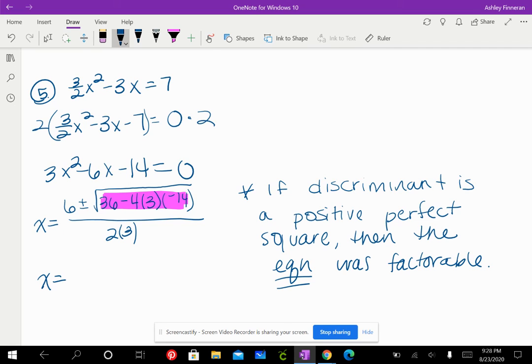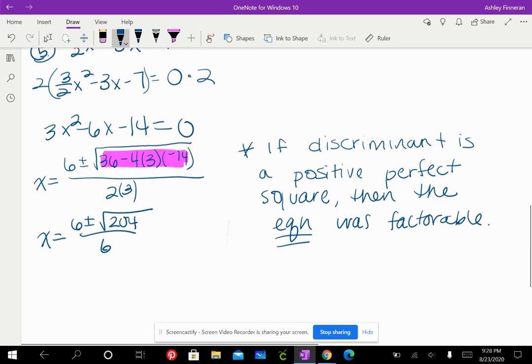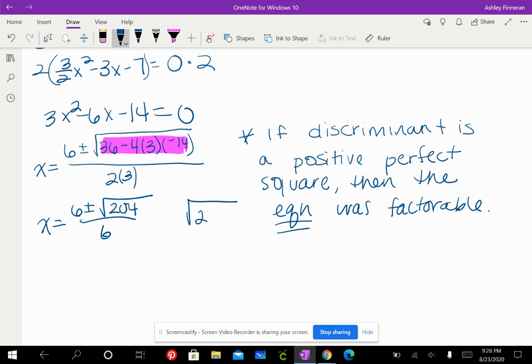So you end up with 6 plus or minus the square root of 204 all over 6. You need to simplify your radicals. So you need to find the largest perfect square that goes into 204. 204 is the square root of 4 times the square root of 51. The square root of 4 is 2. So then we get 6 plus or minus 2 radical 51 all over 6.